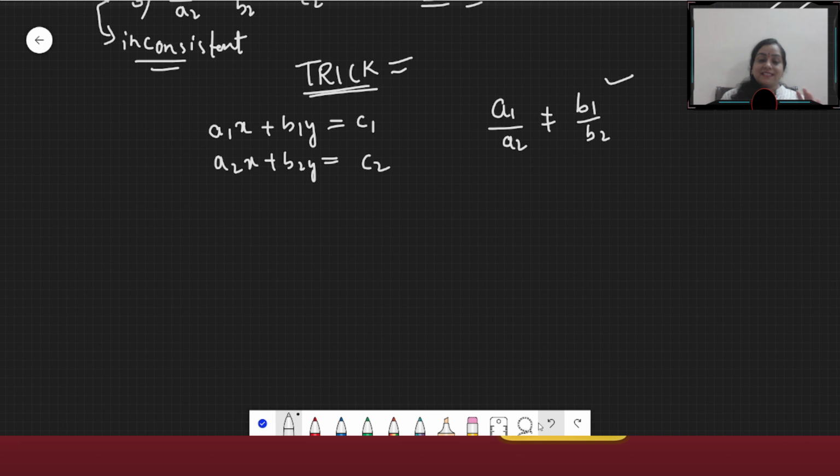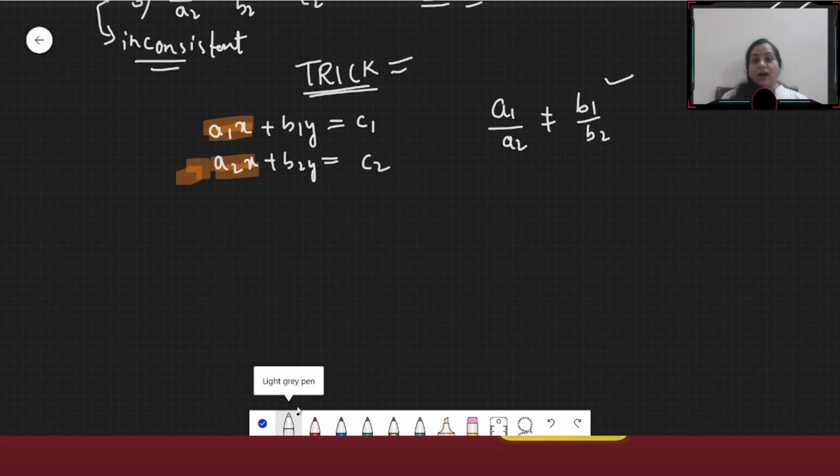Okay, so once this is done, the next thing is you have to see that the first term, this is your first term in this equation and this is your first term in the second equation. In these two, you have to keep in mind that it should have the same variable. You can't have a1x here and b2y there. It should be the same variable. The first term should have the same variable. This is the next check.